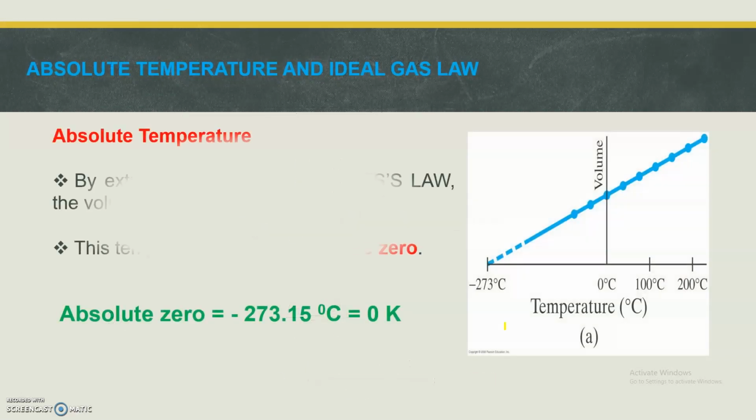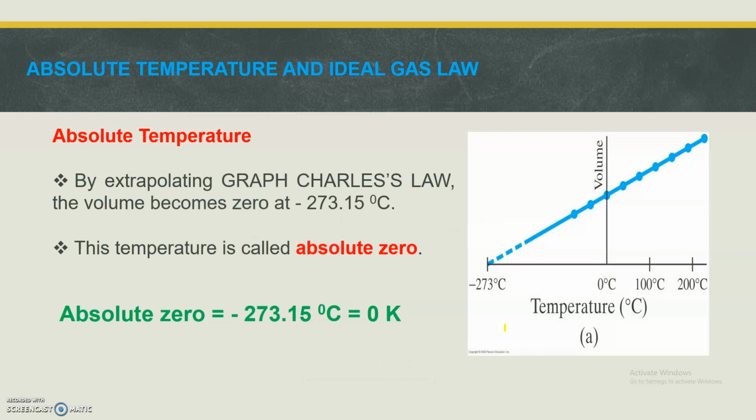Absolute temperature and ideal gas law. Absolute temperature, refer to the figure. By extrapolating the graph of Charles's law, the volume becomes zero at minus 273.15 degrees Celsius. This temperature is called absolute zero. Absolute zero equals minus 273.15 degrees Celsius equals 0 K.